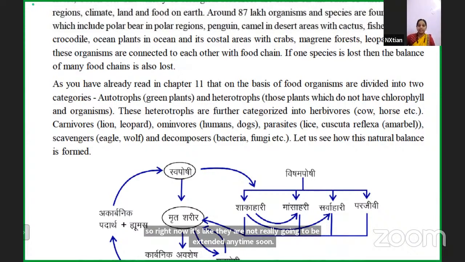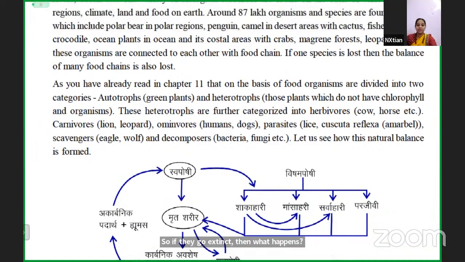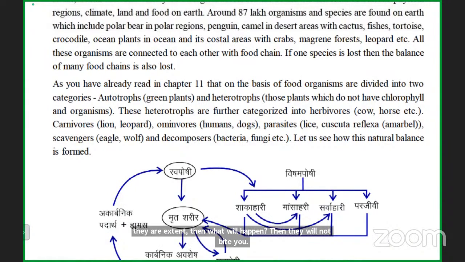Insects have a short lifespan. So if they go extinct, then what happens? If they are extinct, then what will happen? Then they will not bite you. No, no, after that, will it trouble the ecosystem? Are they related to our ecosystem?